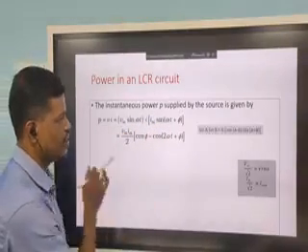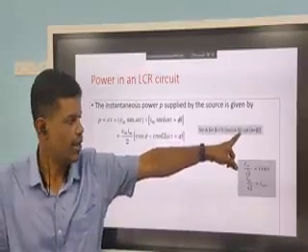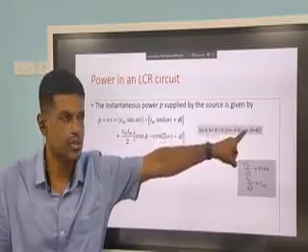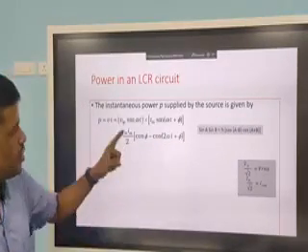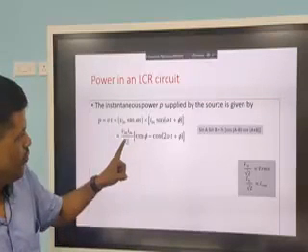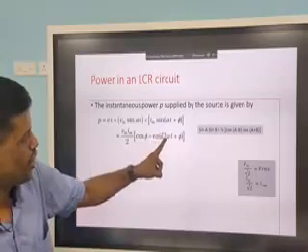What is sin A sin B? Sin A sin B is equal to half of cos(A minus B) minus cos(A plus B). Using this formula, this reduces to Vm Im by 2 times [cos phi minus cos(2 omega t plus phi)].